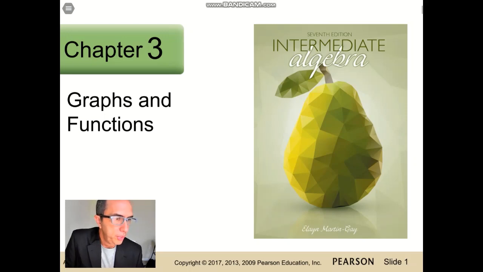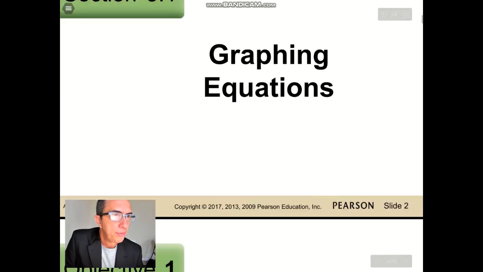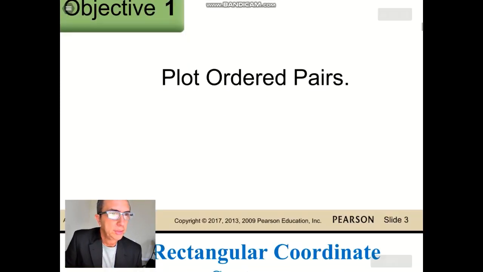We are on chapter 3, section 3.1, graphing equations, and our first objective today is to plot ordered pairs. First, let's have a look at some definitions.